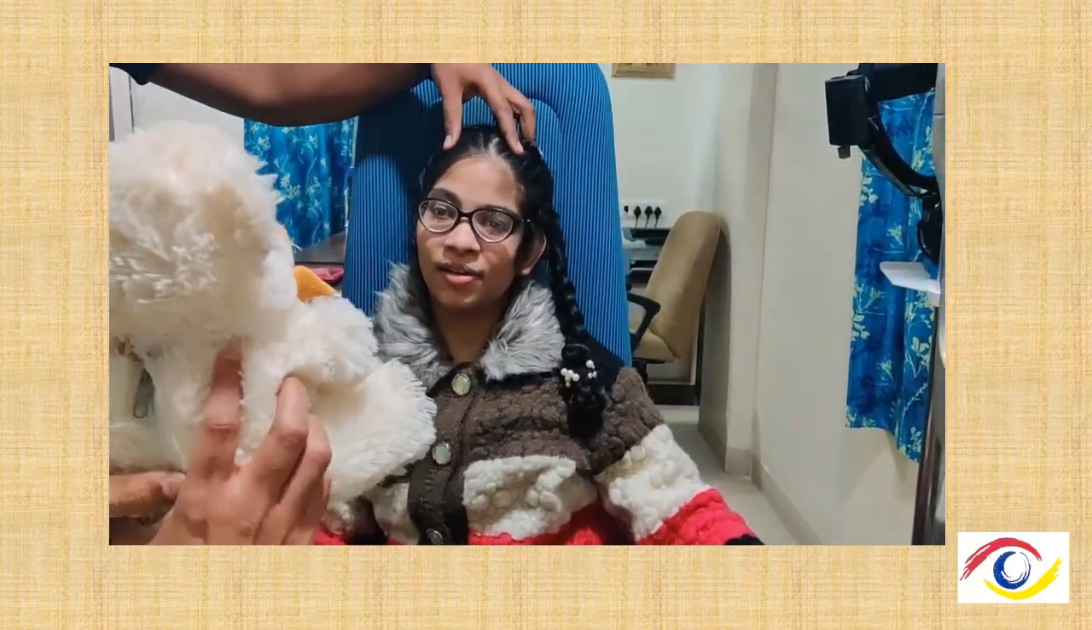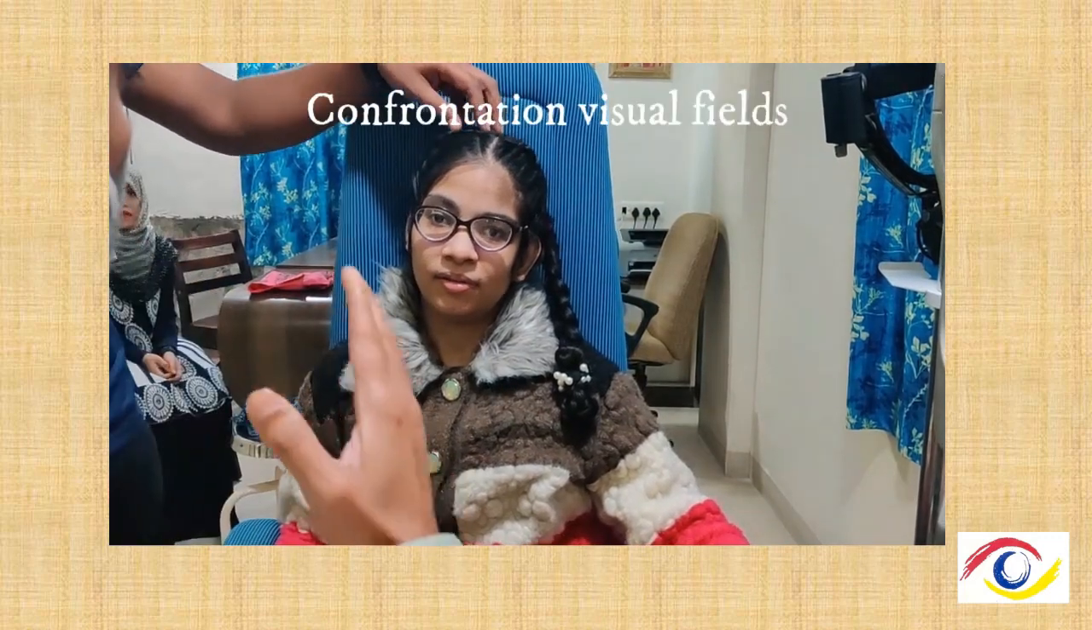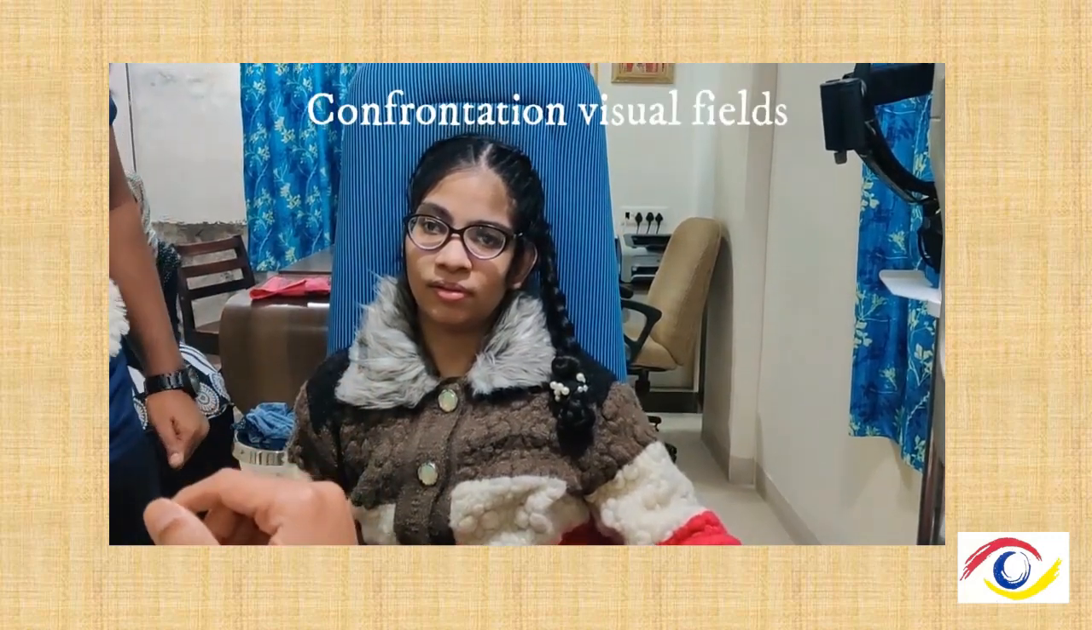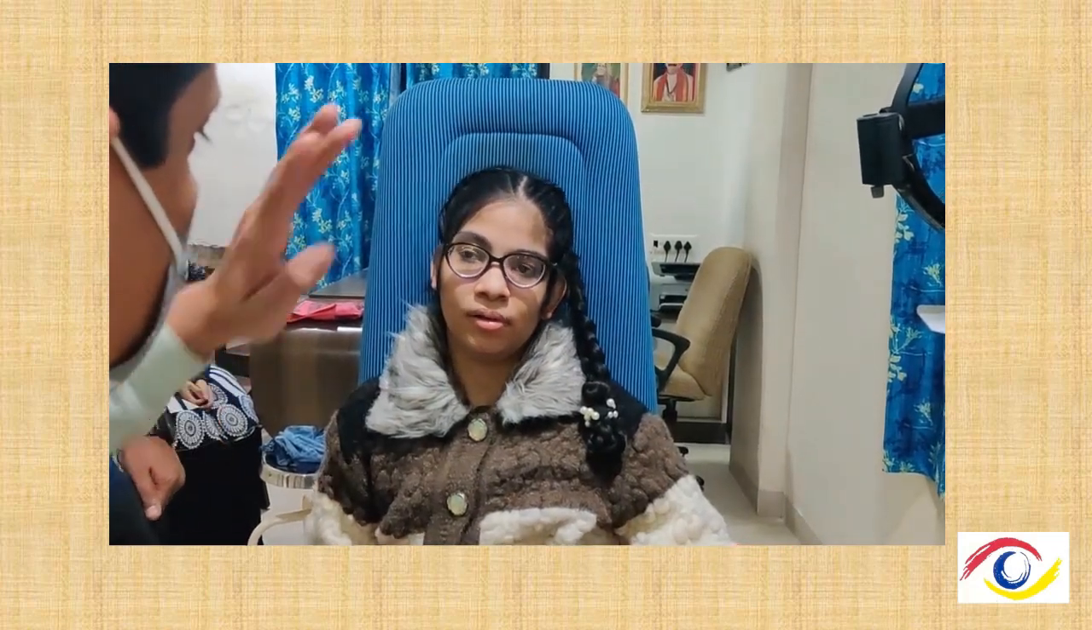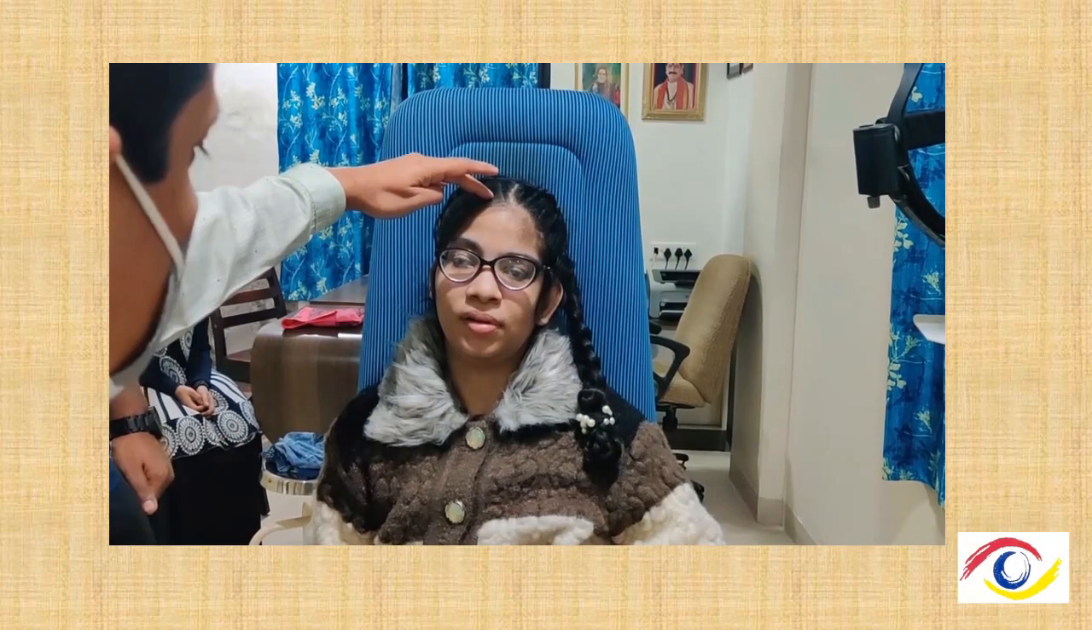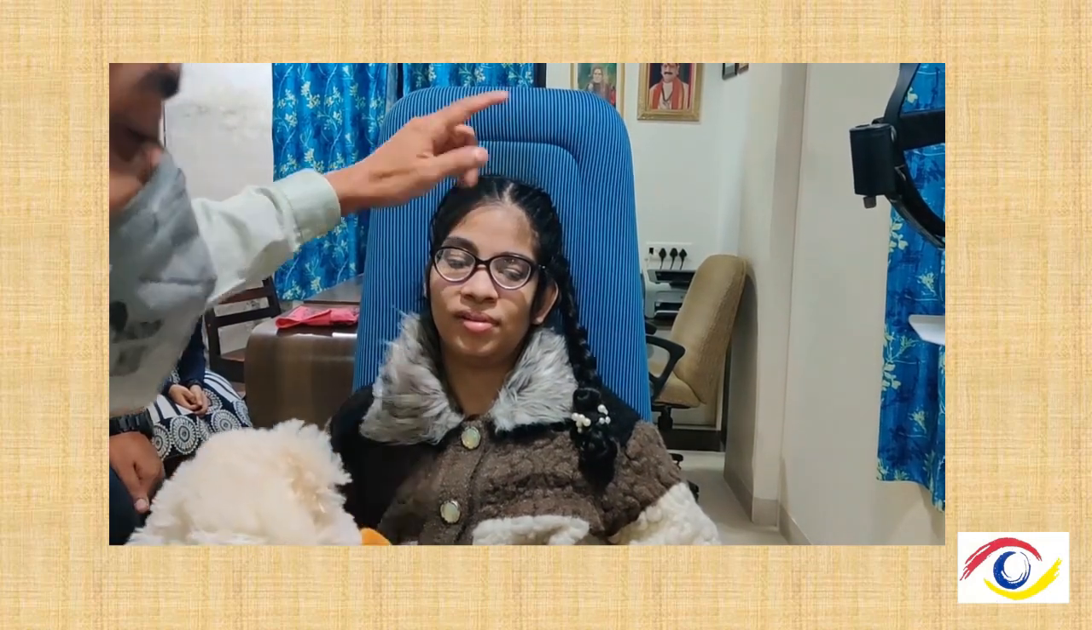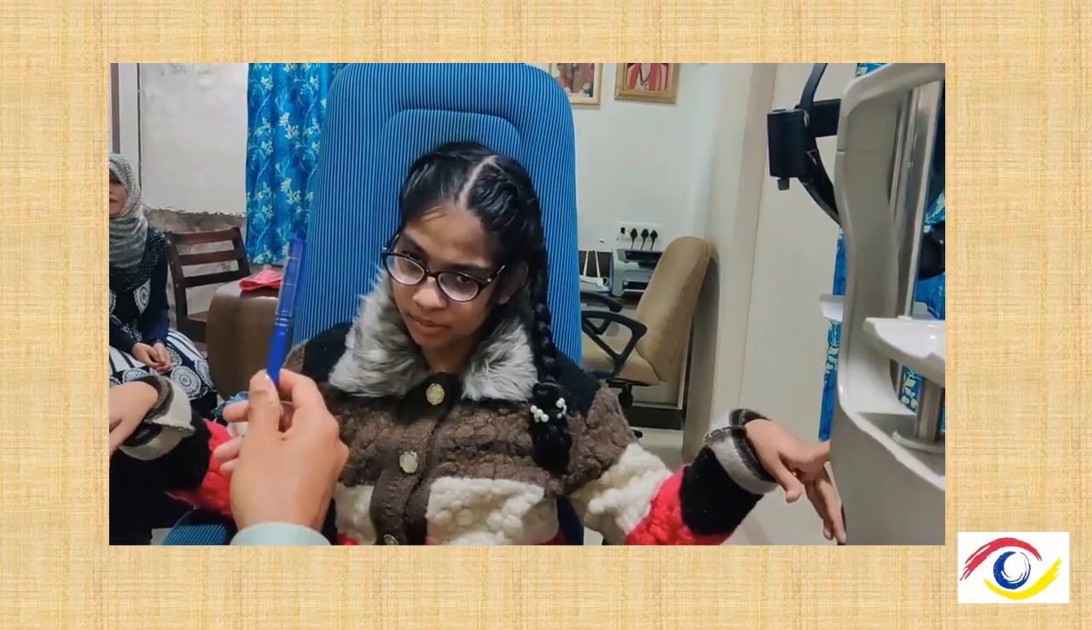And now we are checking the confrontation field. This can be used for children, extremely small children, as well as children with cerebral visual impairment. The child is asked to look straight, and we move the objects from all positions of gaze, the superior, inferior and lateral gaze. The moment the child looks at the moving object, that is the part of the visual field from where the child is able to perceive. We have to compare this with our own visual field.